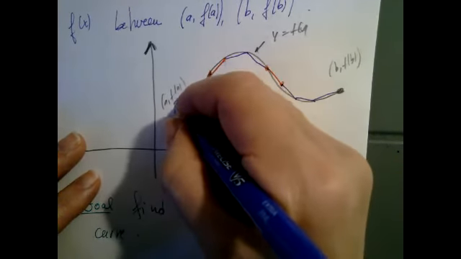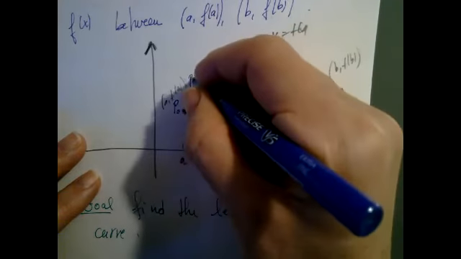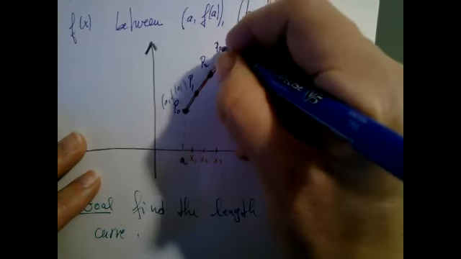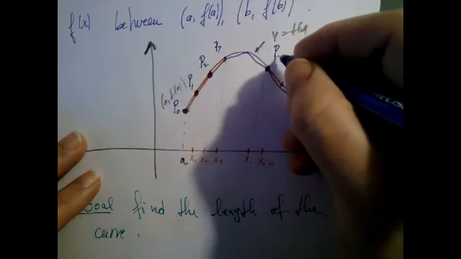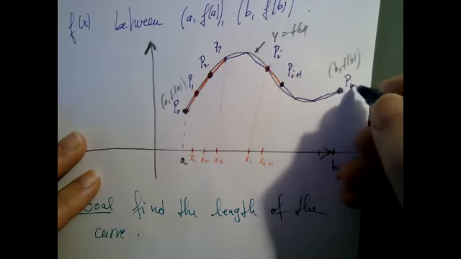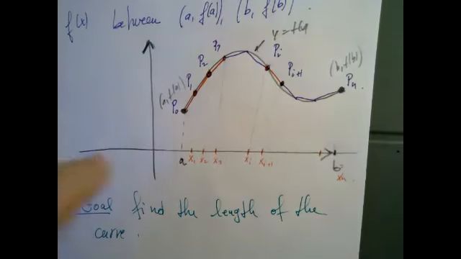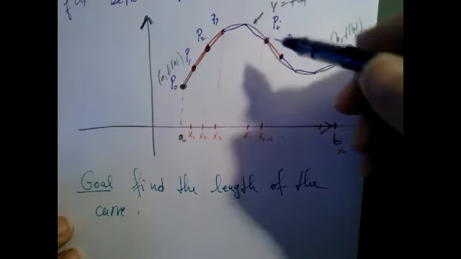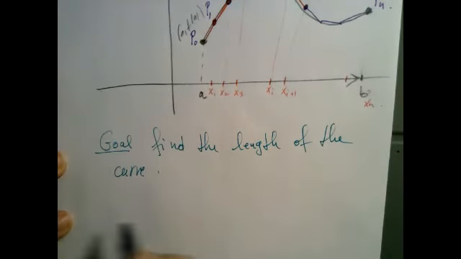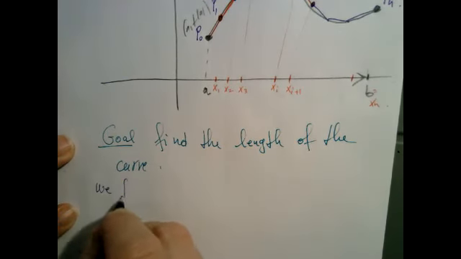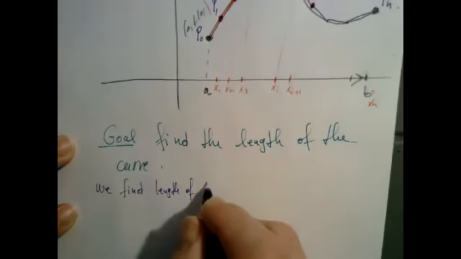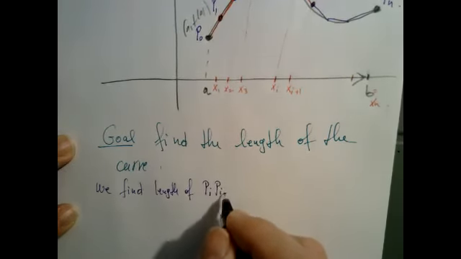So let me give them names. I'm going to call this P0. I'm going to call this P1. This, I mean the point. I'm going to call this point P3. So this point here, I'm going to call it Pi. This point here, Pi plus 1. And I'm going to find the length of every one. So as usual, we concentrate on a typical one and we find its length. So here we're going to find the length of the line segment, Pi Pi plus 1.